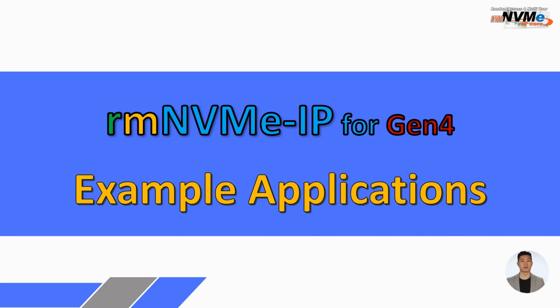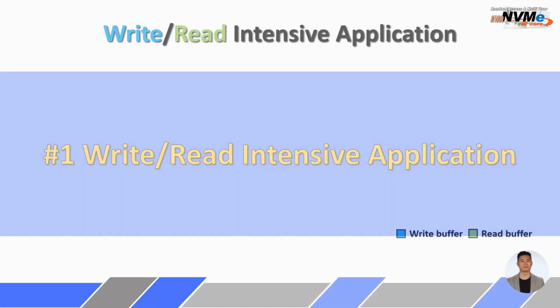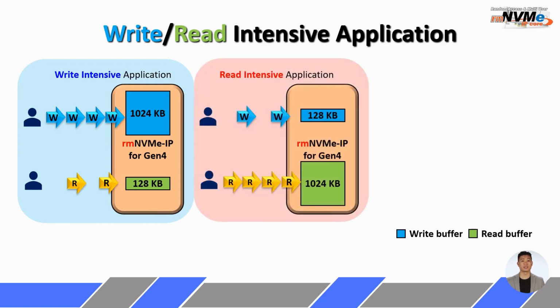Let's see the example applications that can be accelerated performance by our rmNVMe-IP Core. First, the application is a write or read-intensive application. For write-intensive applications, the write buffer size is typically set to a large value while the read buffer size is kept small to optimize resources. However, for read-intensive applications, the read buffer size is increased to prioritize high read performance.